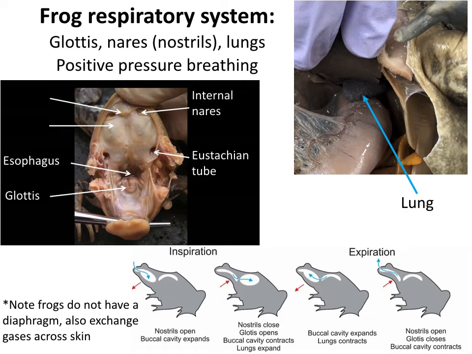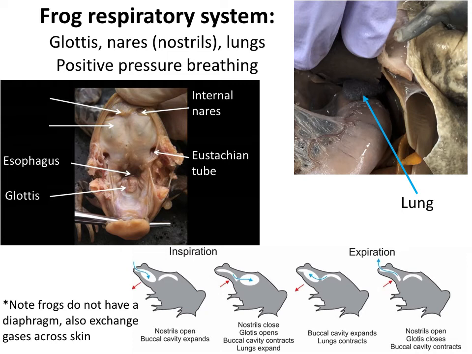Okay, so it's a two-step process, whereas we use just a one-step process, right? Frogs have to fill up their buccal cavity and then use that to fill up their lungs, right? And then they have to use their buccal cavity to suck air out of their lungs, and then again use their buccal cavity to expel it from their body. We don't have to do that because we have a thoracic cavity sealed off by that diaphragm, which basically does the same job. Okay.